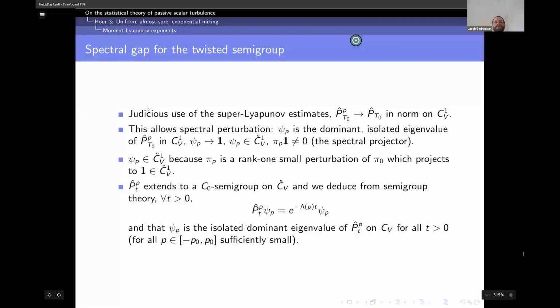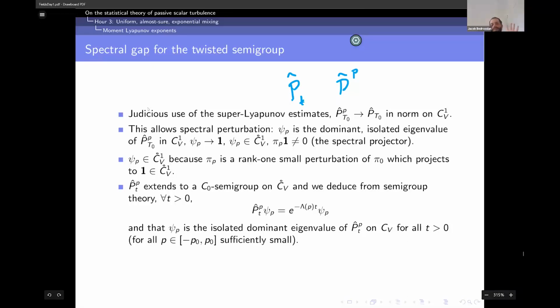Once all of that happens, then you can actually construct psi c as a spectral perturbation of the number 1. So the observable, which is just the number 1, is the dominant isolated eigenvalue for p hat, because it's a Markov semigroup, and then we can transfer that to p hat p.